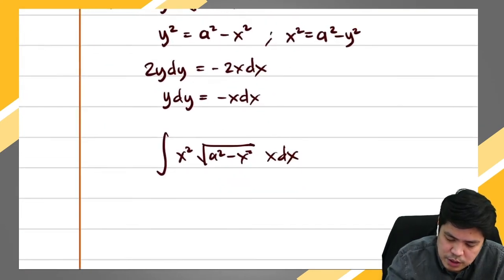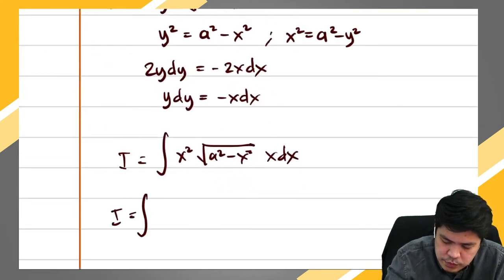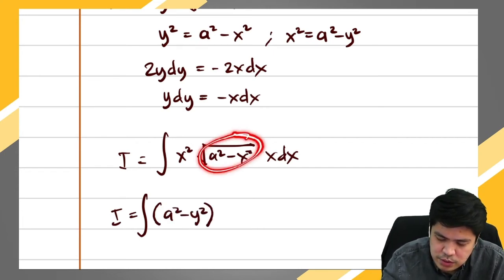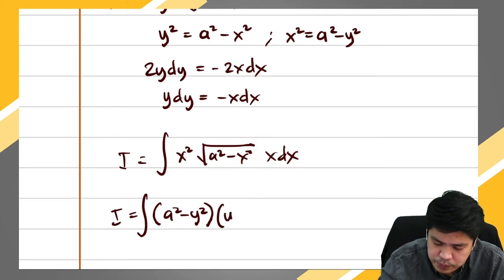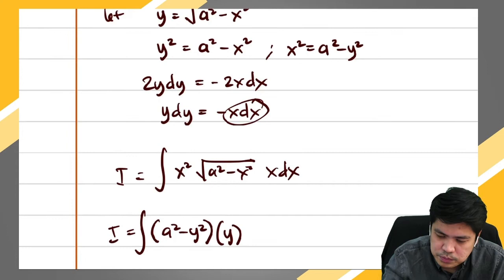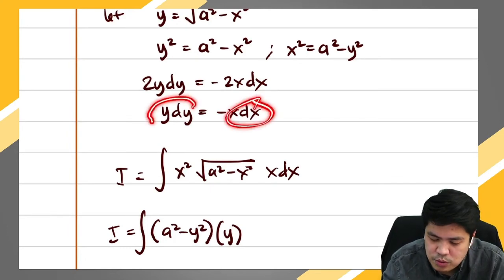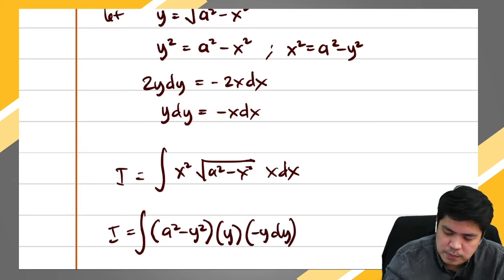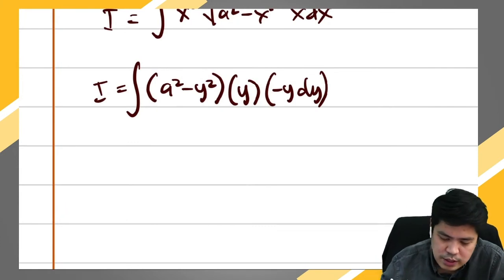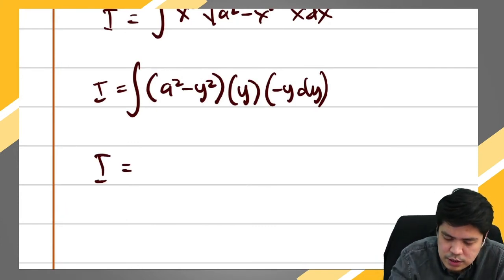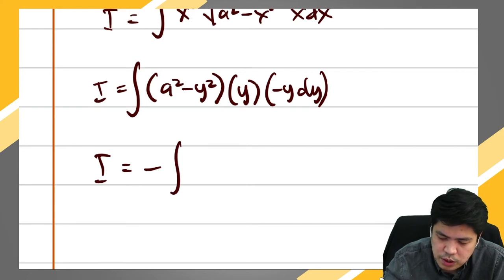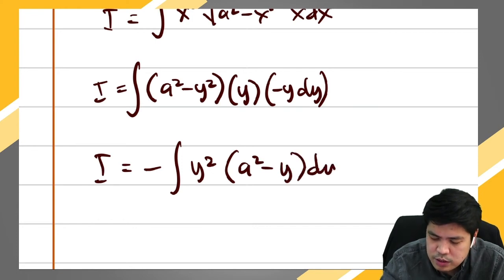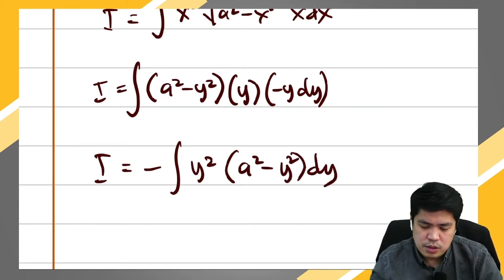So, therefore, the integral becomes I is equal to x squared, which is a squared minus y squared, times this, which is just y, times x dx, which is negative y dy. So, times negative y dy. Therefore, we just get rid of the radical sign by our substitution. So, therefore, I is equal to negative, anong pwedeng gawin natin dito? This becomes y squared times a squared minus y squared dy.